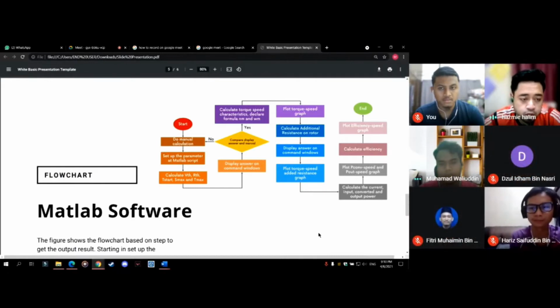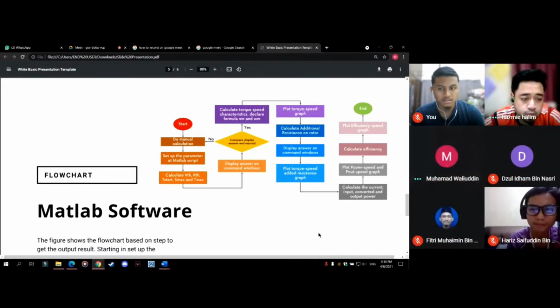The figure shows the project based on the steps to get the output result. First, we start with the manual calculation. Set up the parameters in the MATLAB script. Calculate the Thevenin values, R, and X. Calculate S max and T max. Then display the answer on the command window. Then compare the displayed answer and the manual one. If not matching, we need to restart again.